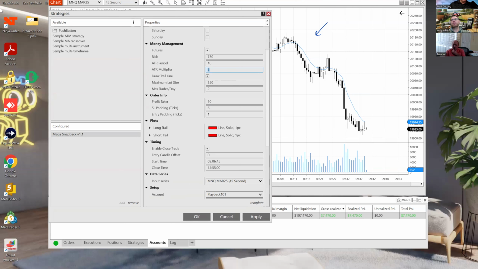So if we're looking back, the way that this works is we're looking at a 45-second chart here, right? And let's say that the average range going back 10 periods, so like 10 candles, let's say it's, I don't know, $20. So the average is $20. Then 20 times 3 is $60. So we're going to keep the trail about $60 behind wherever the price action is. As it moves, we're going to keep it $60 behind, right?